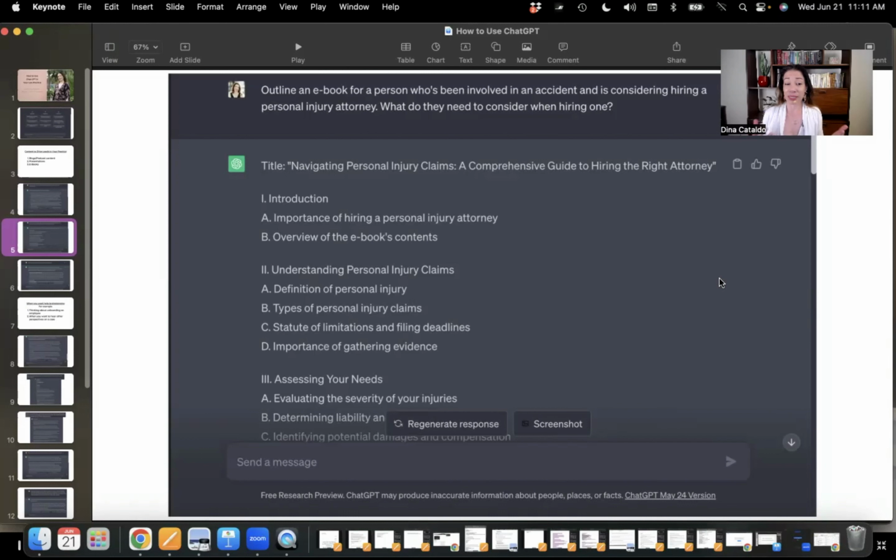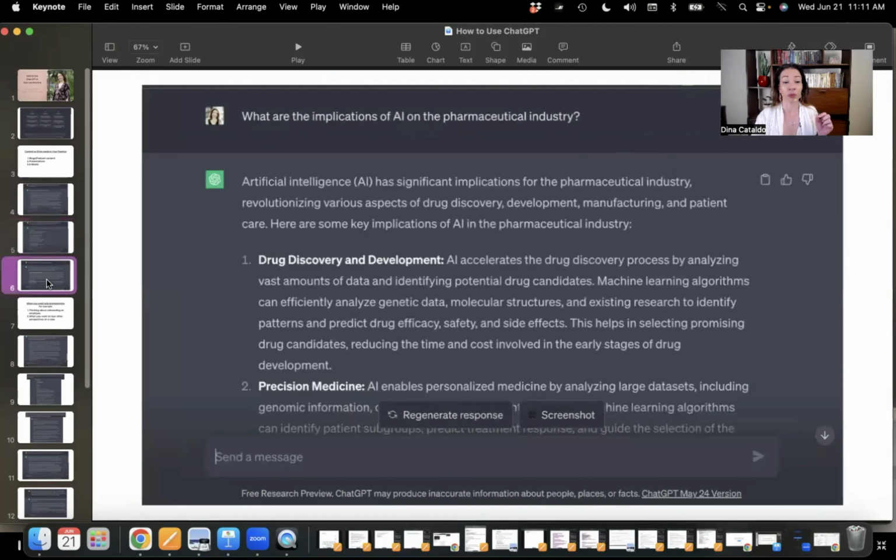I would at least spice it up to say something like the top 10 things you need to know before you hire a personal injury attorney, or what you need to know before you talk to your personal injury attorney. Something like that, so that it is very direct, it is very short. This is what you want to help you just generate the ideas so that you can then create the content in your voice.